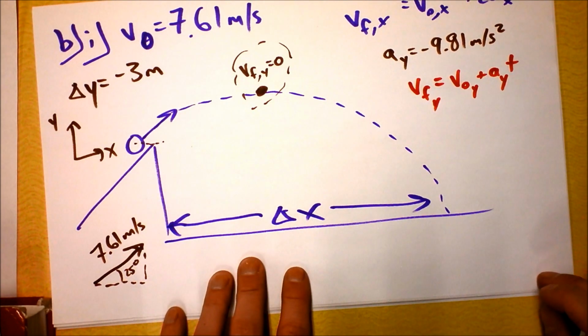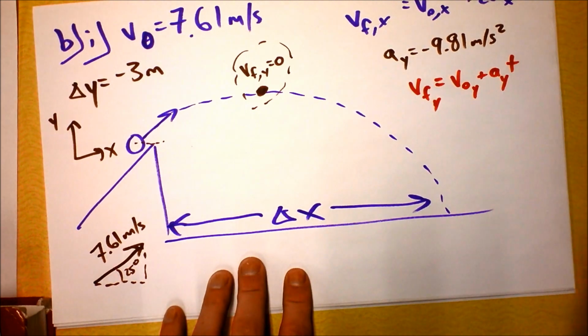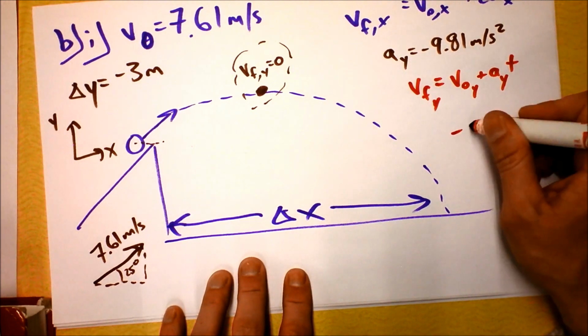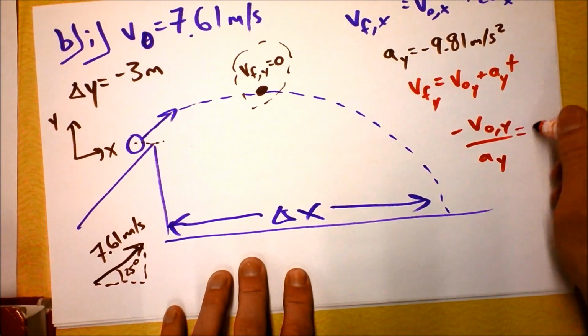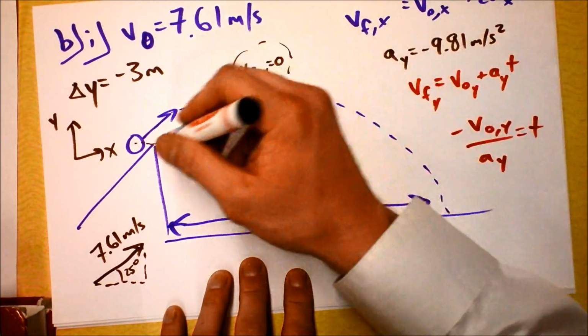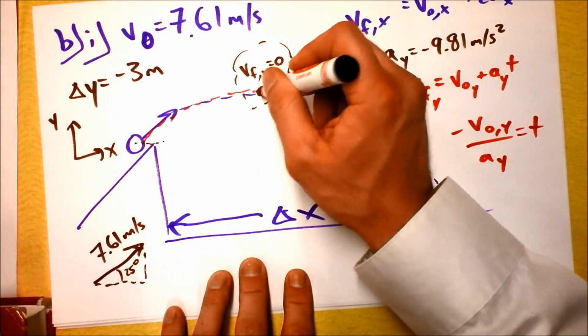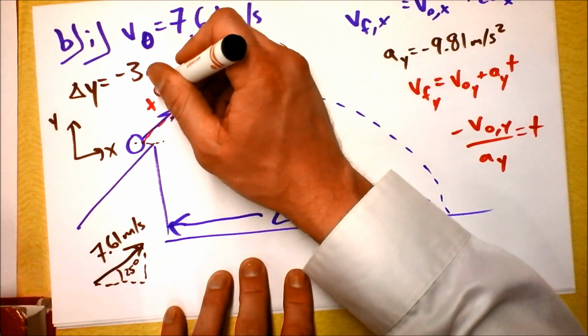It's V naught over A. Is it really? It's negative, but V naught over A, so it's kind of like that. That's T. That's T to get from here to here. All right, I need that time.